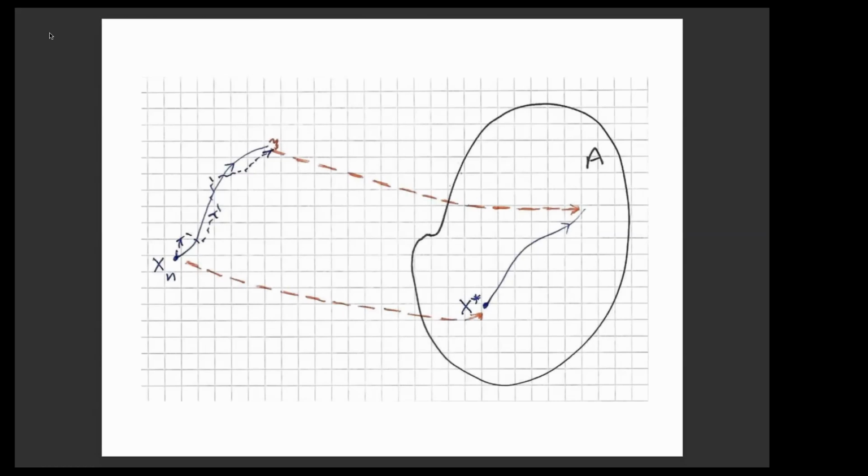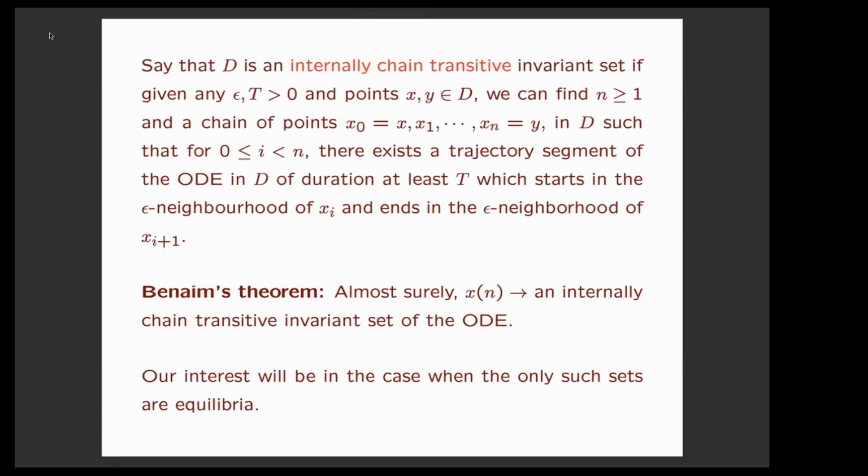So this set of limit points. Repeat the argument in backward time, and you get the negative invariance as well.